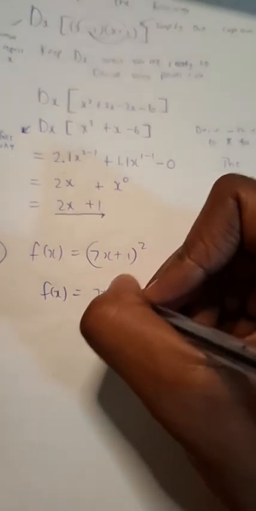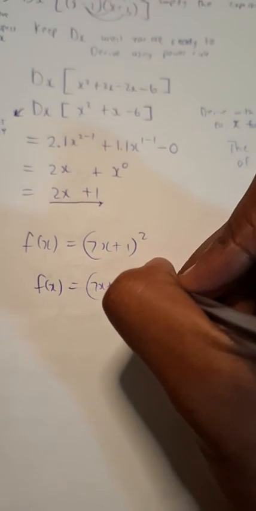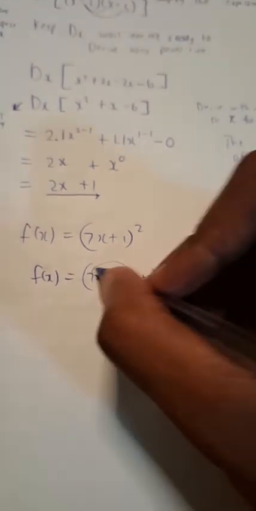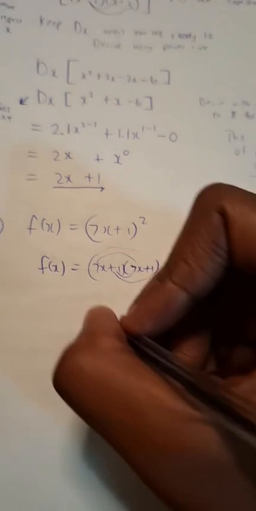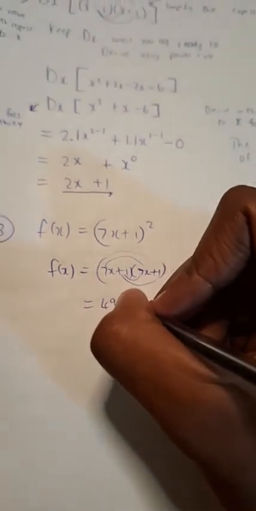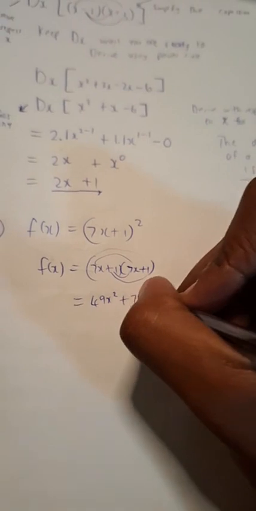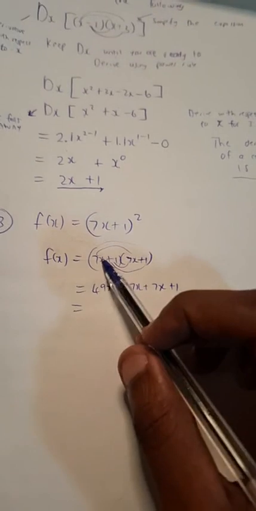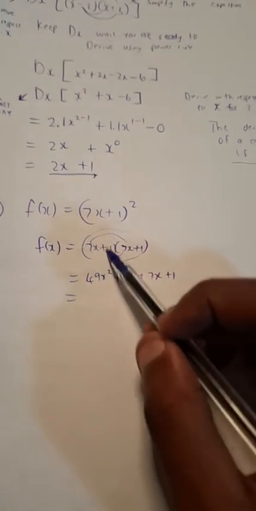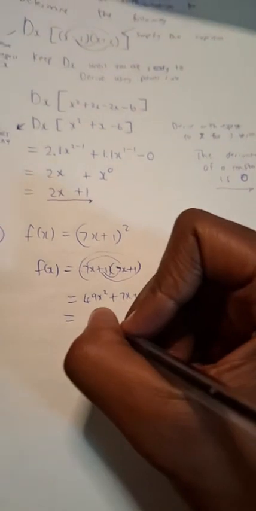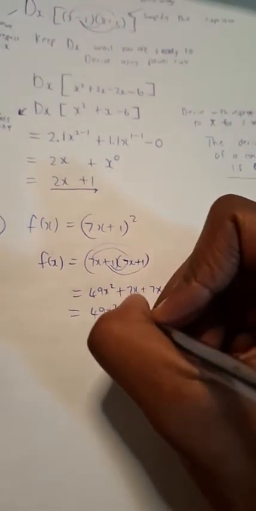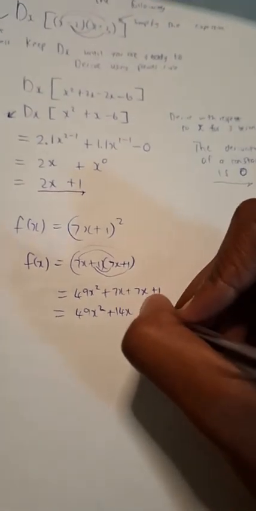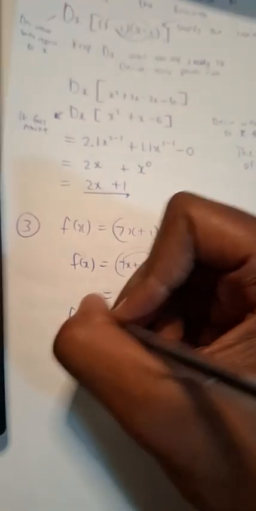So 7x plus 1, the whole thing squared, is 7x plus 1 times 7x plus 1. Then what do you do? You FOIL. You get 49x squared plus 7x plus 7x plus 1. Simplified, 49x squared plus 14x plus 1. That is f of x.